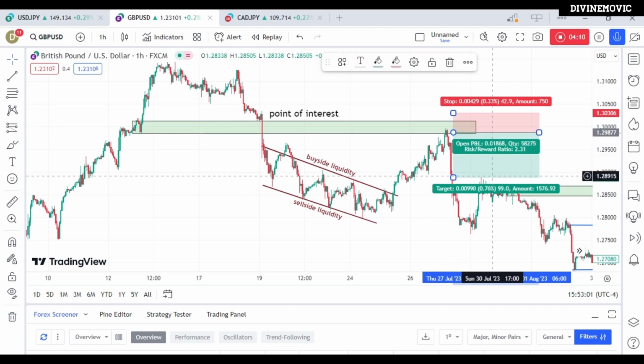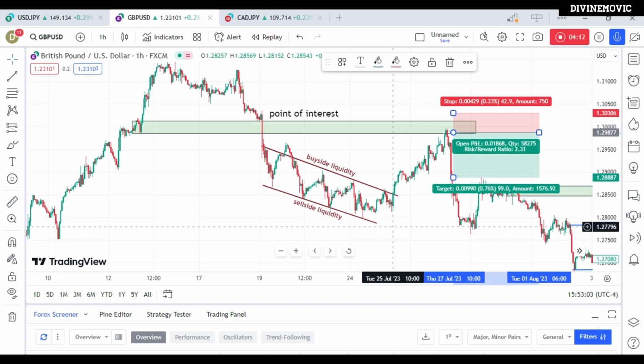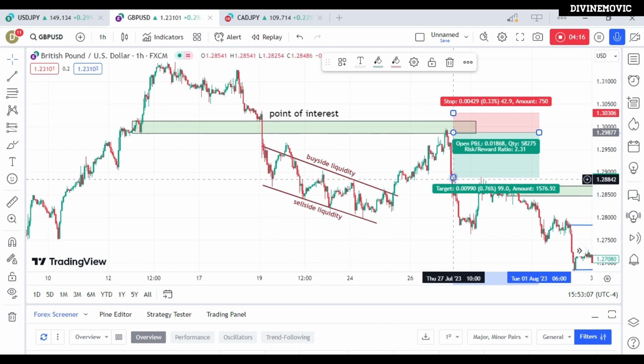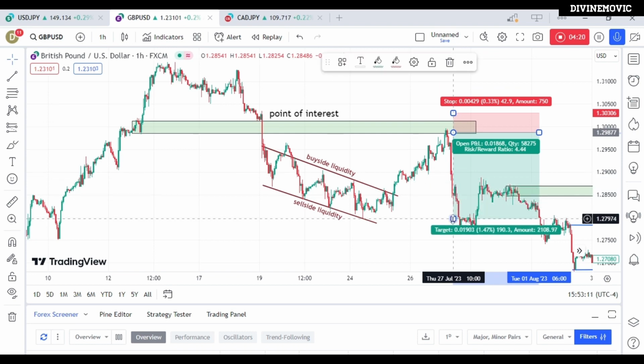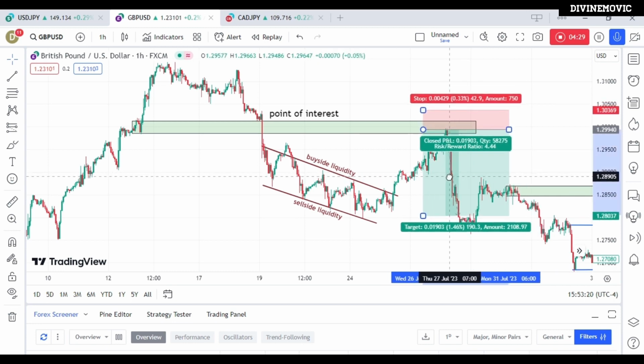And now where should be your take profit? Your take profit should be the swing, the liquidity here, the sell side liquidity that I've already marked out here. So here should be your good take profit. So this is a very good 1:4 risk to reward. Now let's look at another example.